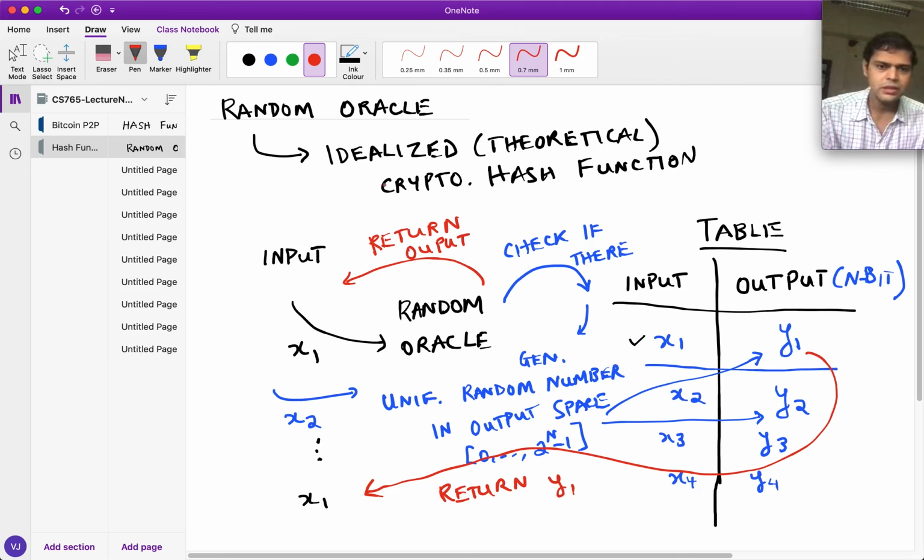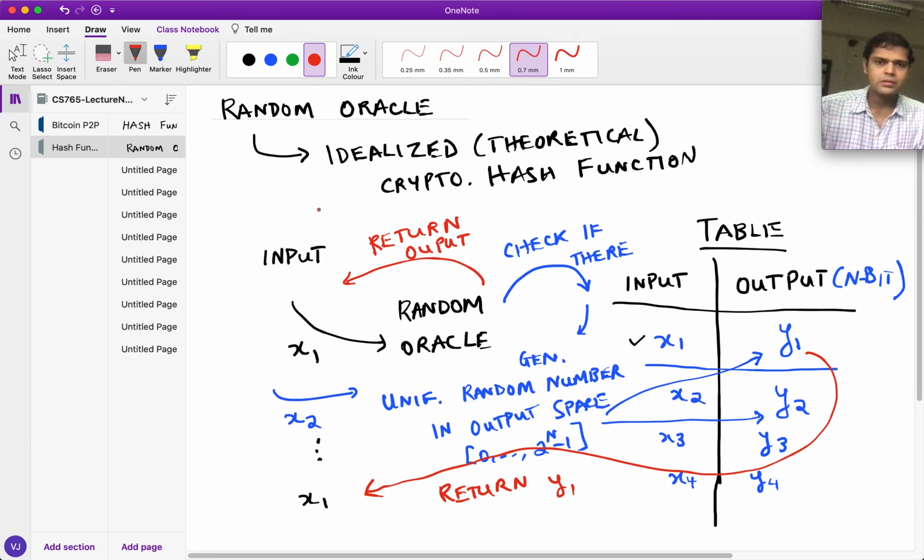So this is how a random oracle works, and while analyzing cryptographic protocols, researchers typically assume that the hash function used is well modeled by a random oracle. The random oracle generates random numbers, and if the input has not been seen before, it generates a random number, returns that and stores it in its table. But if the input has been seen before, as we saw in this last case, x1 was seen before, it returns y1, which was stored earlier.